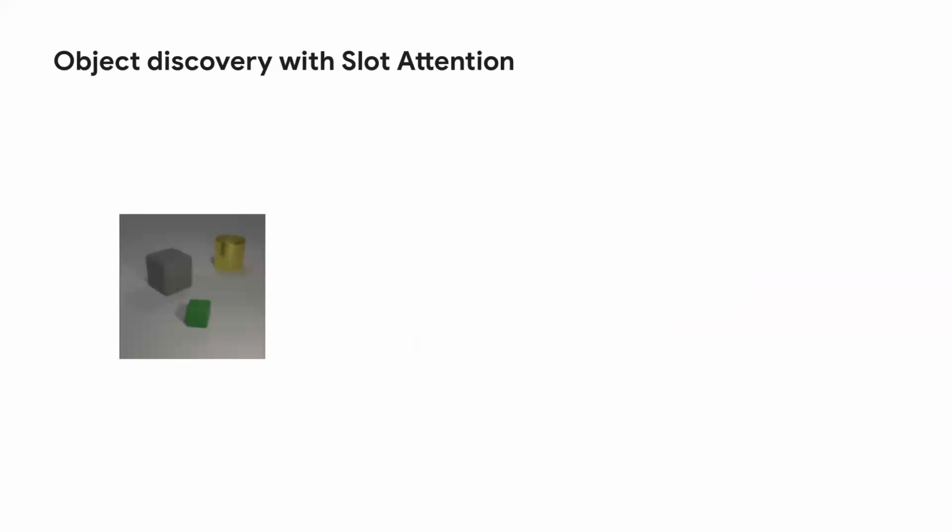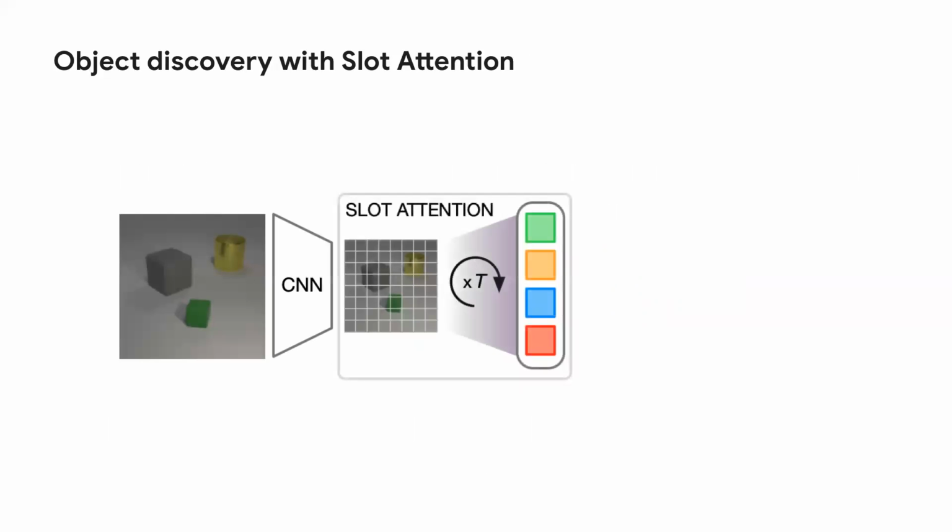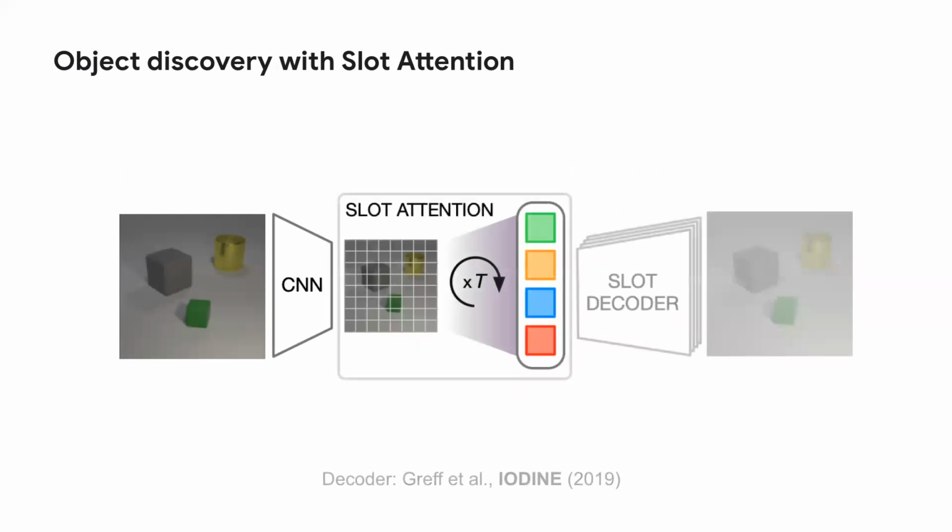Then you can also do object discovery with slot attention. Again, the idea is the same. You have a CNN backbone, learn the abstraction with slot attention, and then you apply a slot decoder. We use the same decoder from Iodine, which decodes each slot separately, and then at the very end learns a mask to overlay the individual reconstructions.